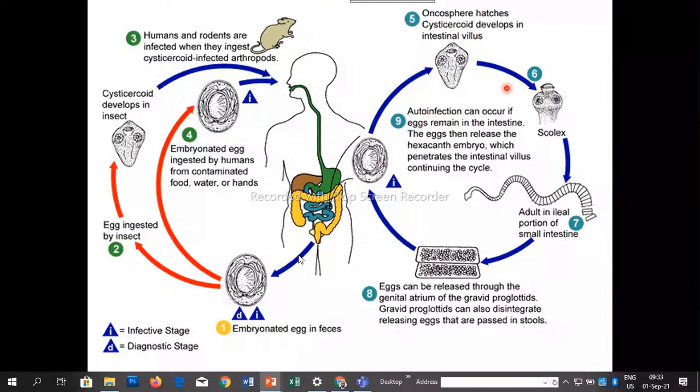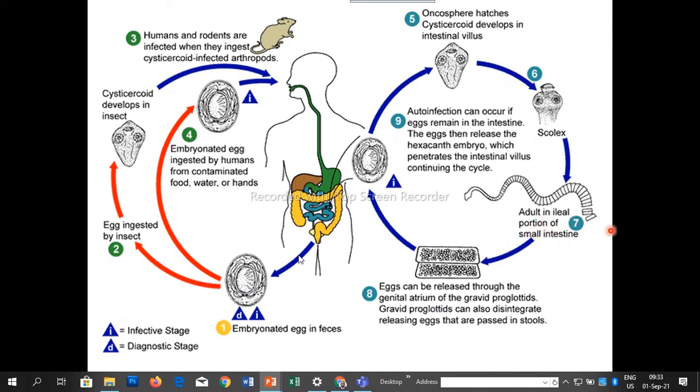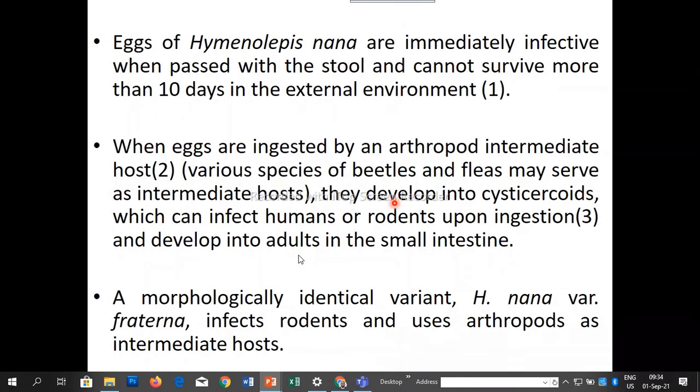So here we have the scolex, adult in the ileum portion of the small intestine. Eggs can be released through the genital atrium of the gravid proglottids. Gravid proglottids can also disintegrate, releasing eggs that are passed into stool. Also, auto-infection is possible, whereby eggs remain in the intestine, release the oncosphere embryo, which will penetrate the intestinal villus, continuing the life cycle. So it means that these proglottids containing eggs, if they are not eliminated in the stool and remain in the gut, the eggs will hatch in the intestine and start another cycle.